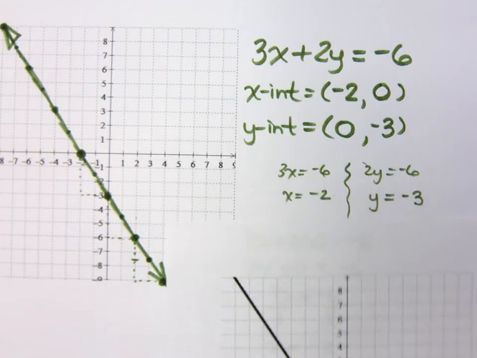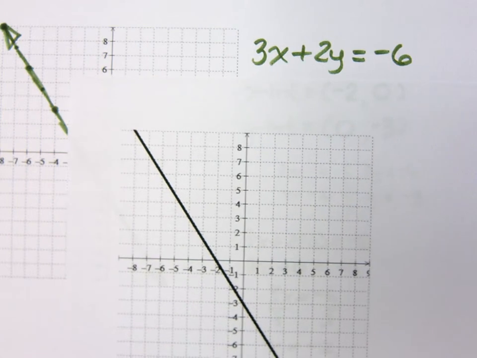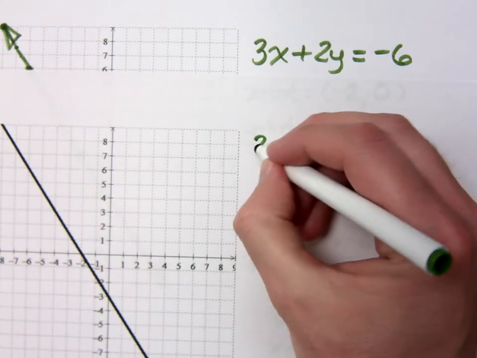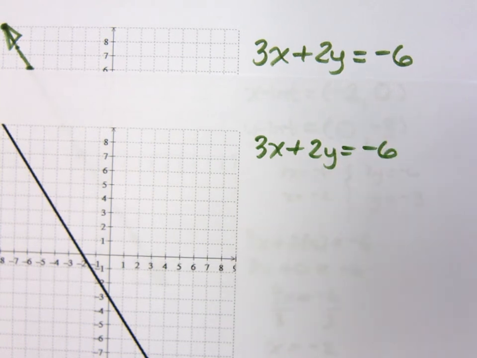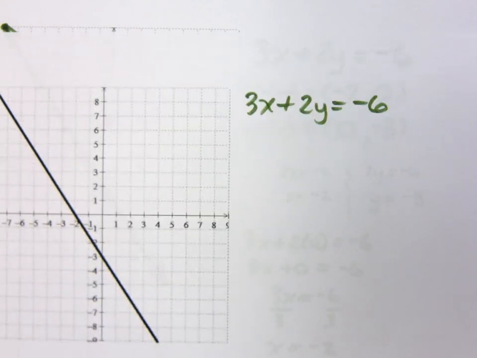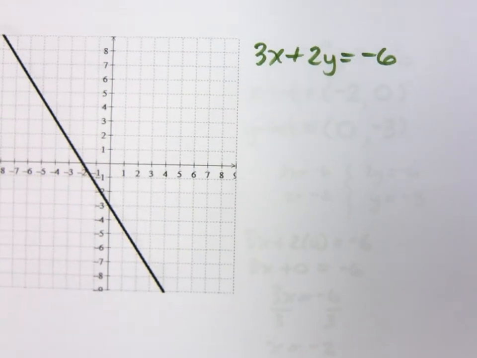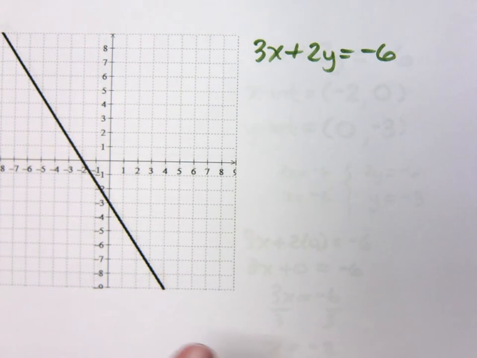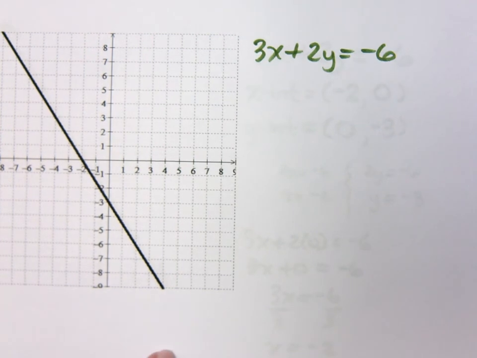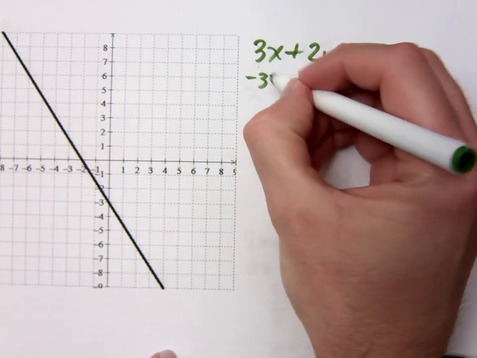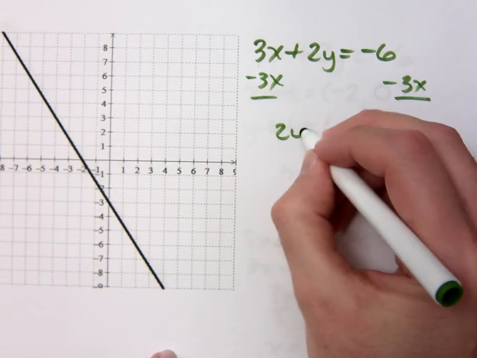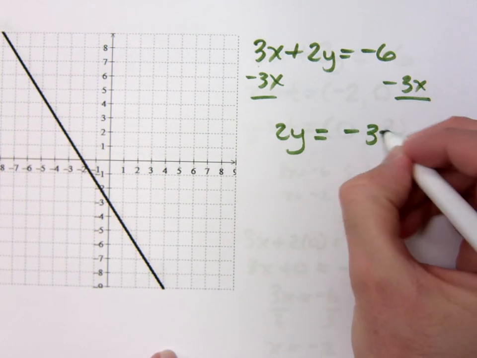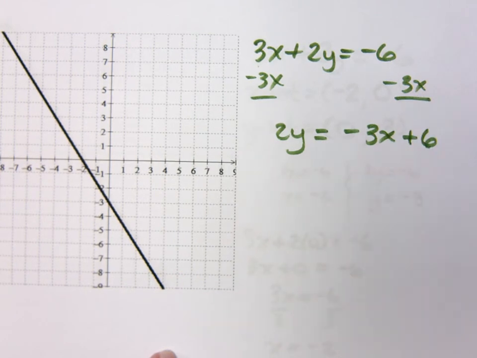Now, if I wanted to take this guy and graph him on the graphing calculator, you would have to start with 3x plus 2y equals -6, and you'd have to do what? You have to solve it for y. Let's see if we can solve this guy for y by hand. How do you solve it for y? What do you have to do? Move the x term over. Yeah. So subtract 3x on both sides. So 2y equals -3x plus 6.